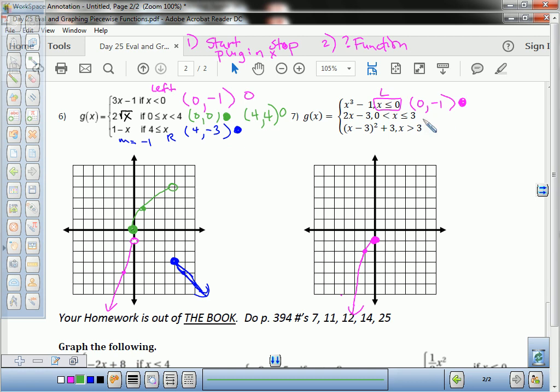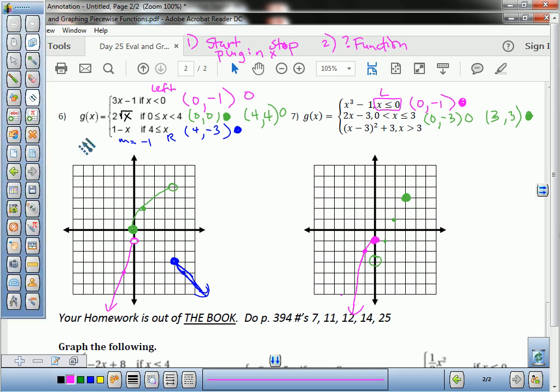All right, middle piece. Middle piece has a start at 0. Plug in 0, get out -3, open circle at 0, -3. This one also has a stop. If I plug in 3, 6 minus 3 is 3. So it has a closed stop at 3, 3. Now, what kind of function is 2x minus 3? That's a line. So all I do is slope. Up 2 over 1. Up 2 over 1. Up 2. Oh, hit my stop. So I stop. Connect the dots.